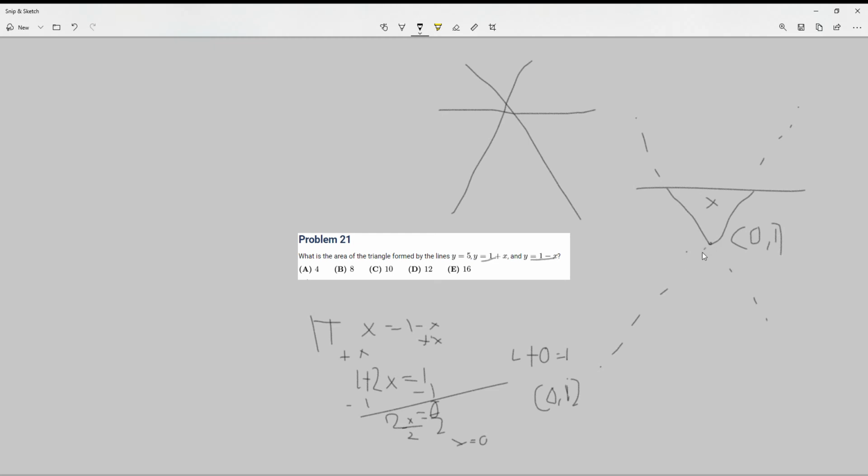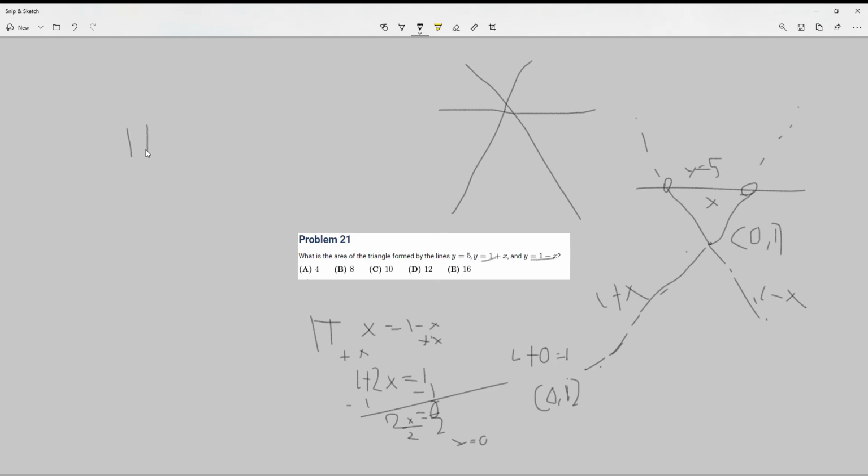This line right here, the continuous line, would be 1 plus x. This line right here would be 1 minus x. And obviously this line would be y equals 5. Now we have to figure out where each of these lines intersects y equals 5. We know there's one intersection for y equals 1 minus x and one for y equals 1 plus x, so we set y equal to 5.